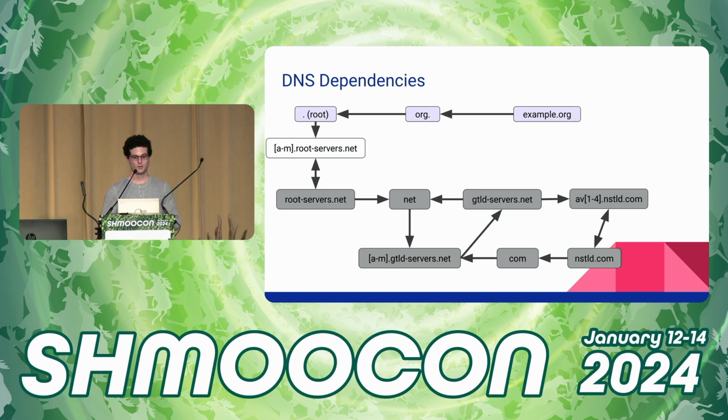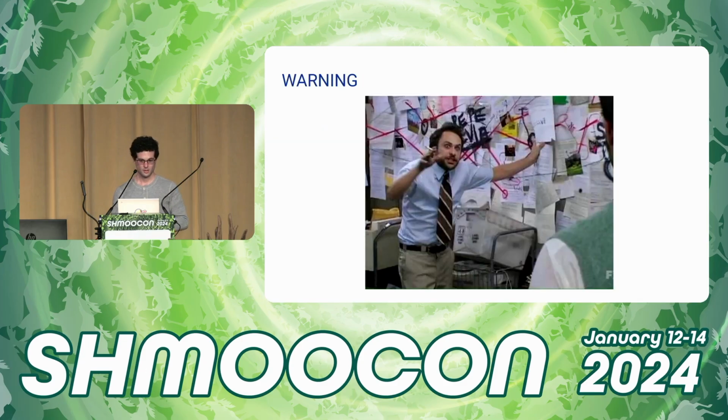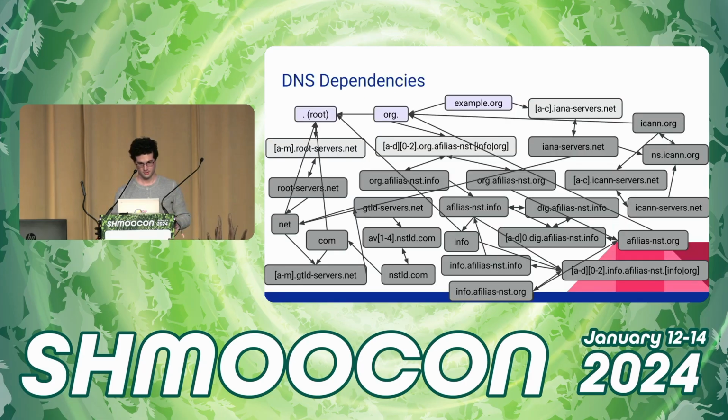What happens if you want to do this exact same thing, but also map out .org and example.org? And a little warning, this is going to look a little bit crazy. And this is not how most recursive resolvers work. It's a huge mess. It took a while to make this graph, and I tried to make it as organized as possible. I don't think it's actually possible.